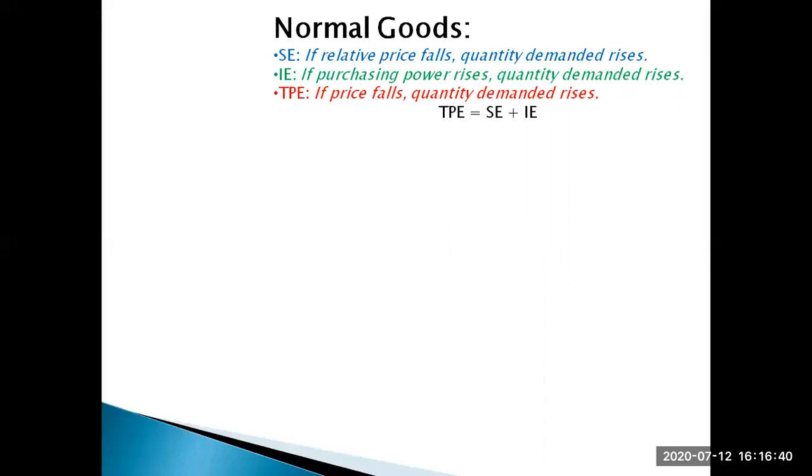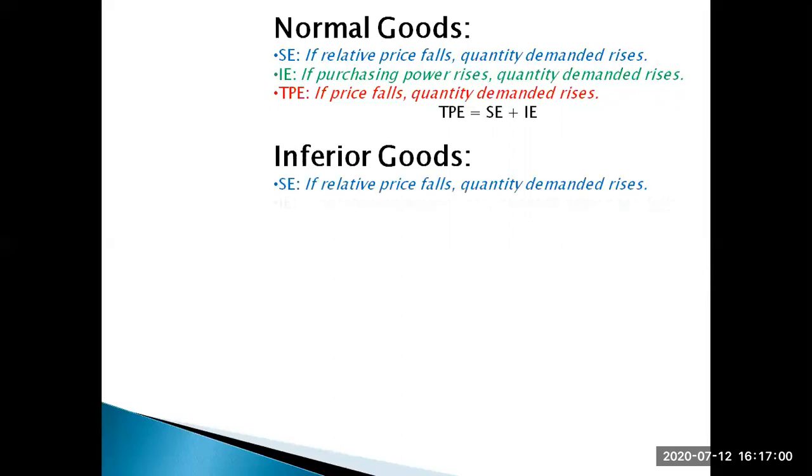So when we add the substitution effect and income effect, the total price effect says that if price falls, the quantity demanded rises. And we of course have the standard equation which says the total price effect is the addition of the substitution effect and income effect. Now let's find out the difference between normal goods and inferior goods.